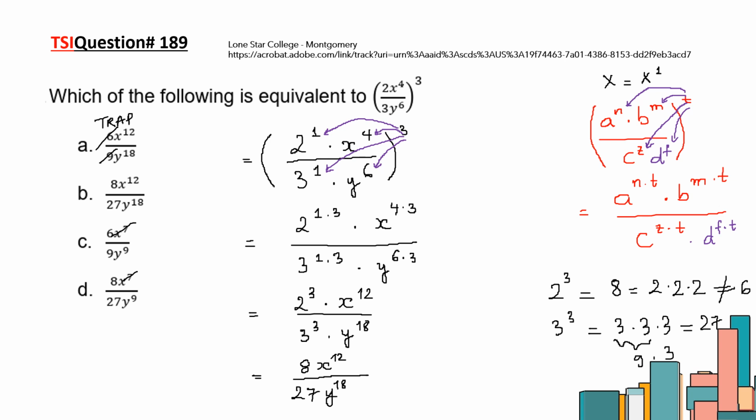And then the correct answer is B. So making sure, be careful when you see the power, like 2 to the power of 3. That's the most common mistake there.